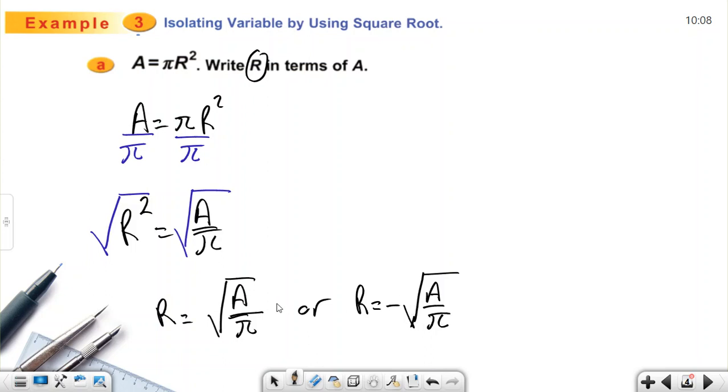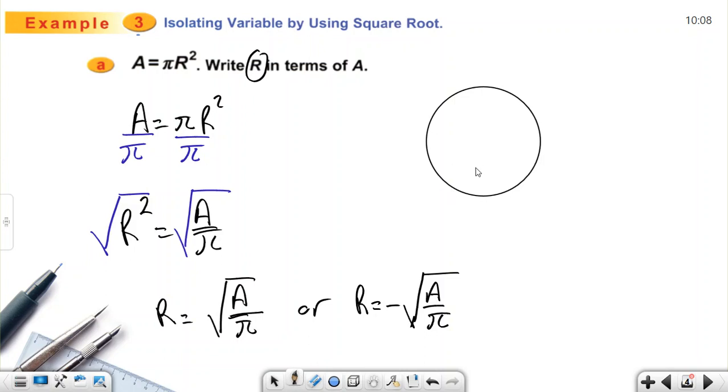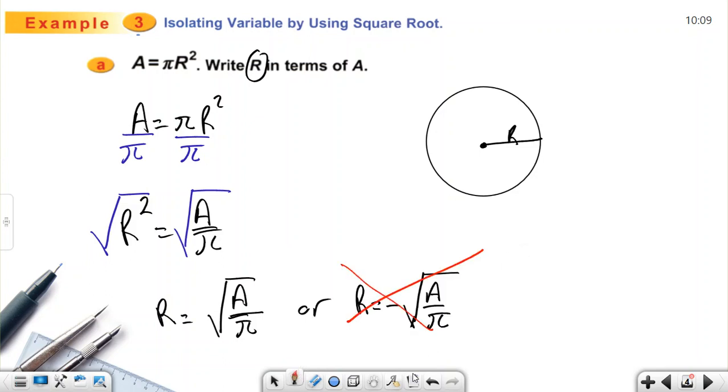Here be careful. The r is the radius. So what does radius mean? Let's make a review. Let's draw a circle here. The radius is the shortest distance from the center to the circle, the r. This is the radius r. So the distance cannot be negative. Therefore, we cannot write that one as a solution, because radius is a distance and it cannot be negative. Only that one is true for this equation. So r equals the square root of A over pi, square root of A divided by pi.